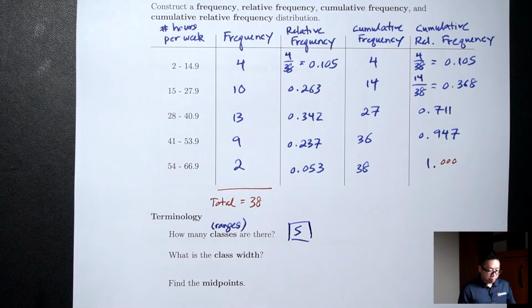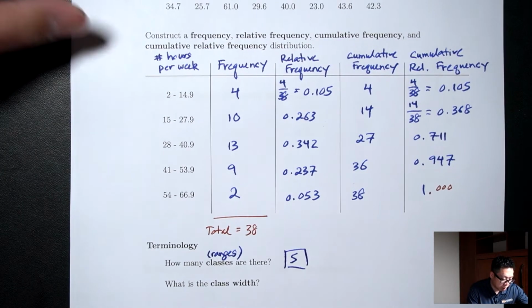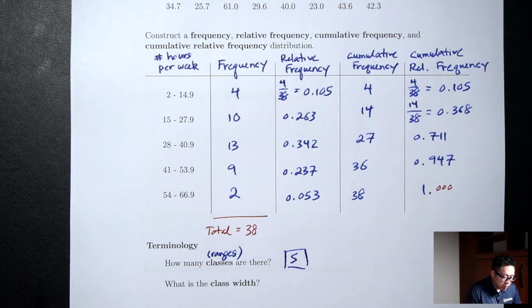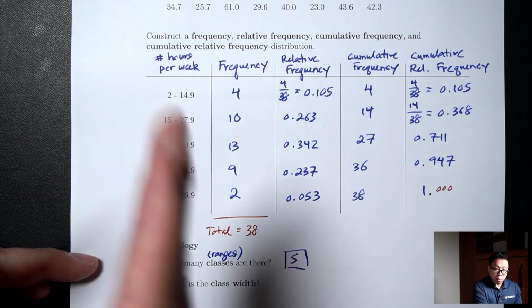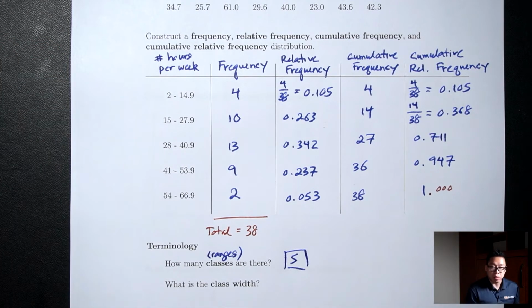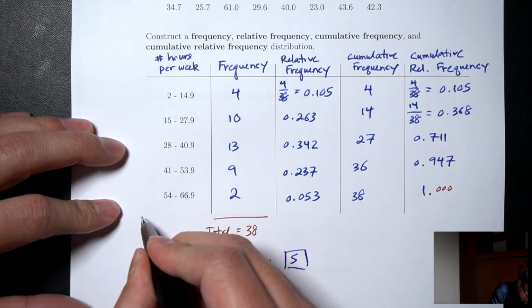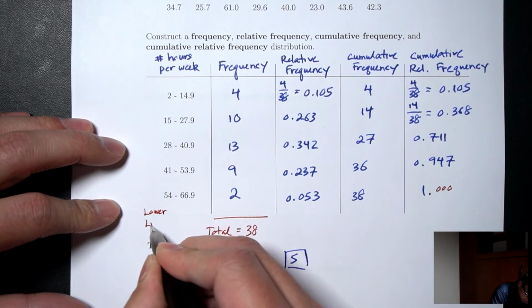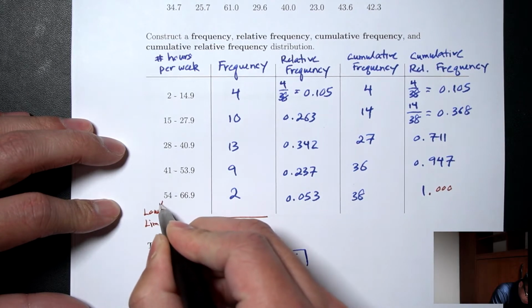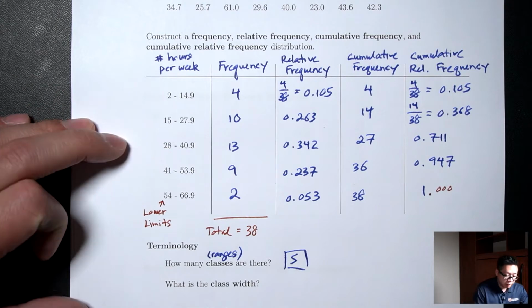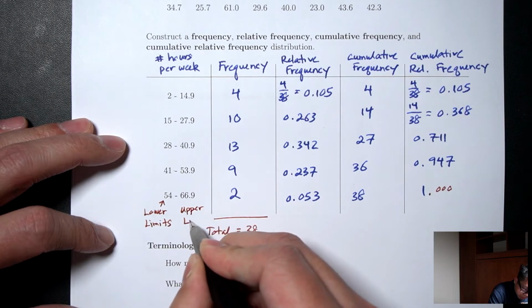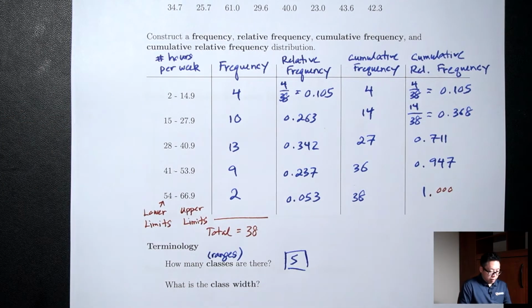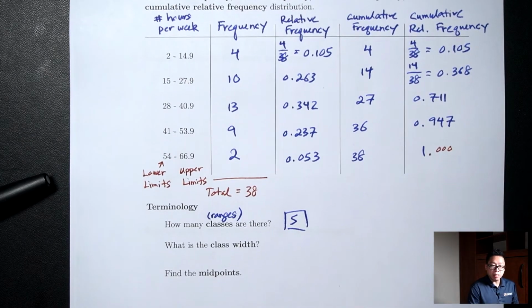What is the class width? Before I talk about class width, let me actually introduce some more terminology here. These ranges, or classes, right? So these are called classes. These classes, they have a low number and a high number. The low number is called the lower limits. Okay, so these are the low number in each range. The high number in each range are called the upper limits. Now, the class width is the distance from a lower limit to the next lower limit.